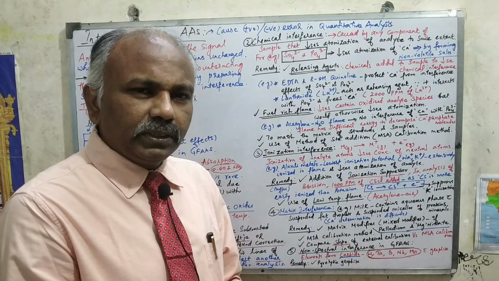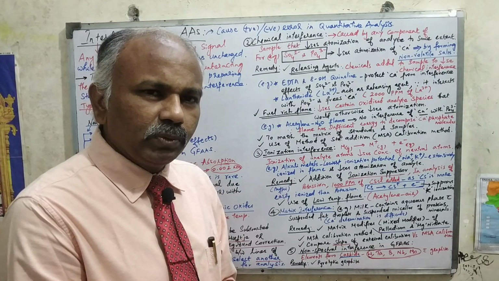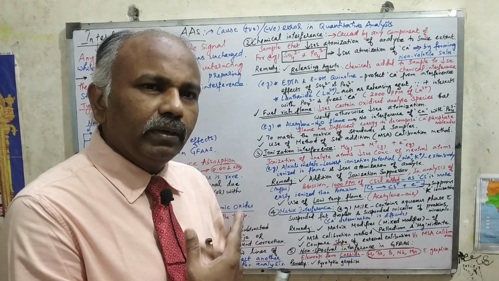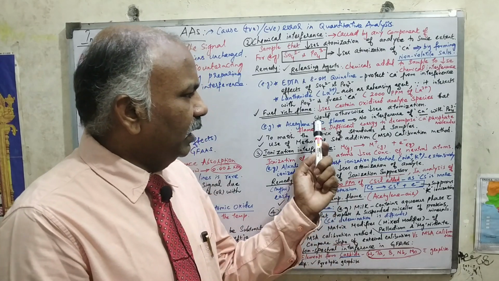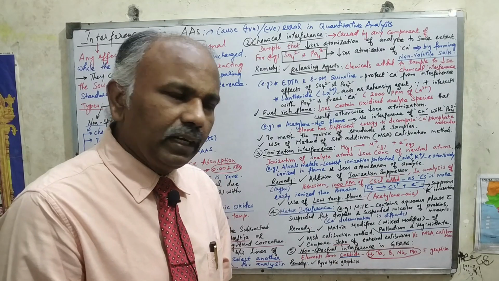Okay, and they will decompose the calcium phosphate molecule. It will produce more availability of calcium, so they will be converted into atoms. So this is the mechanism, right? So a fuel rich flame is also responsible for preventing the chemical interference.